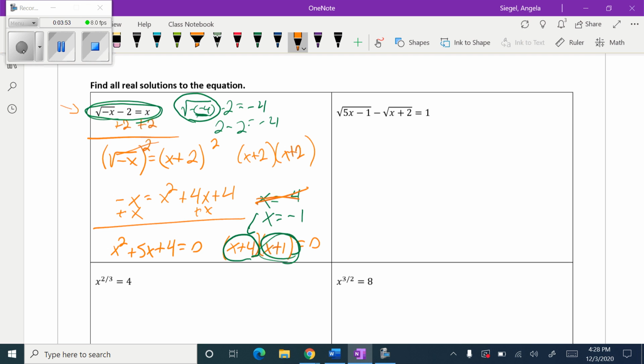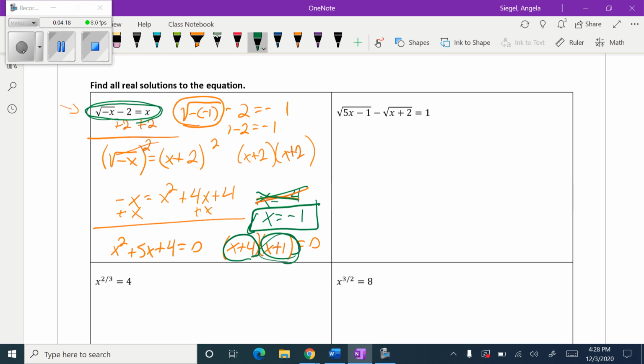So I'm going to erase this. Let's try negative 1. So the square root of negative 1 minus 2 equals negative 1. The square root of all that is 1. So 1 minus 2 equals negative 1. Okay, so I found it. This one works. This one doesn't.